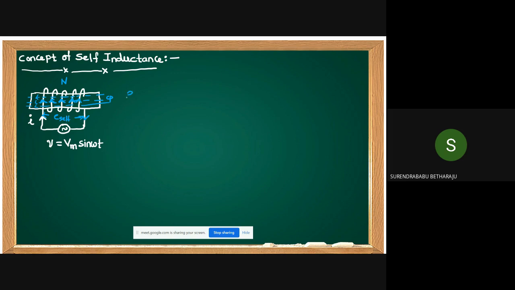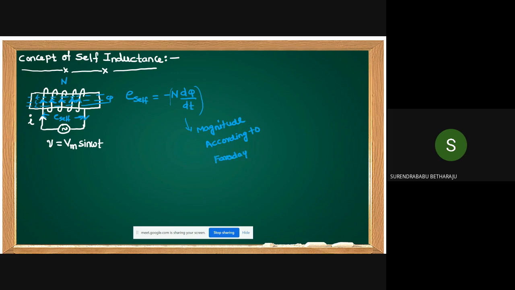Then what is this self-induced EMF? The self-induced EMF equals minus N into dφ by dt. This magnitude is given by Faraday's second law. Direction is given by Lenz's law. This term is the magnitude. Magnitude according to which law, friends? According to Faraday's second law.